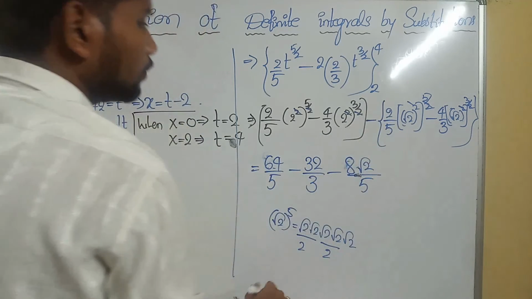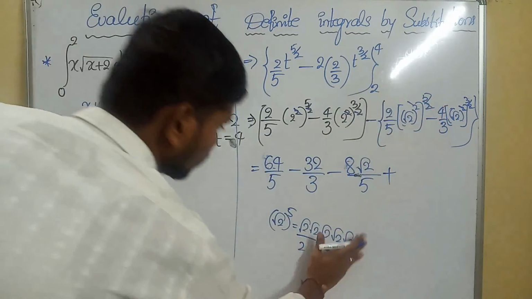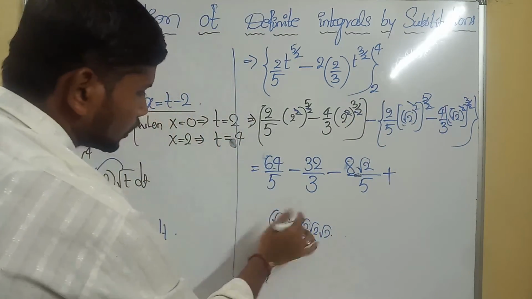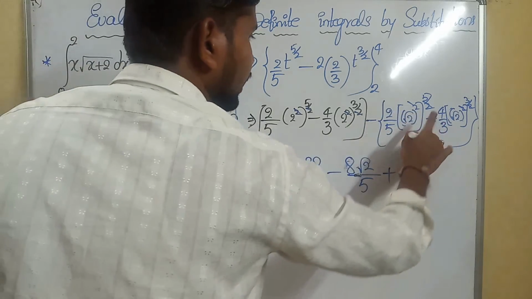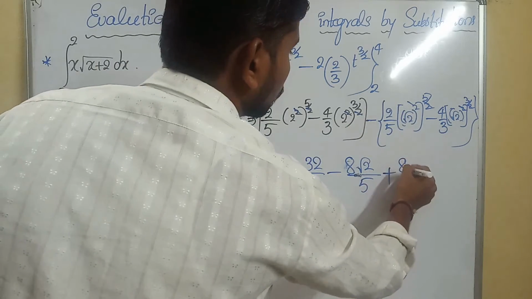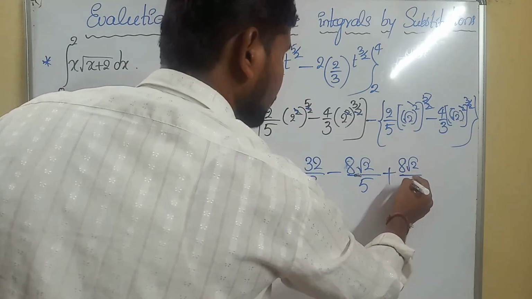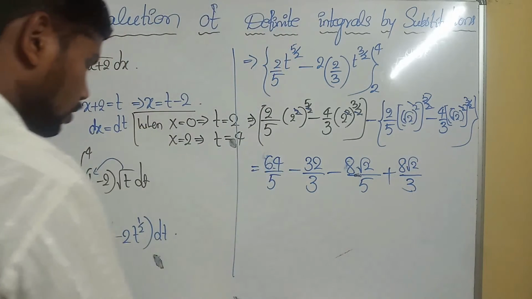Got it? After that, minus into minus will be plus. Root 2 to the power 3 means it will be like this. Okay, got the point? It will be 2 root 2. 2 root 2 is multiplied to 8. 2 root 2 multiplied to 8 means 8 root 2 divided by, yes, it will be 3. Got the point clearly? Okay, go on simplifying.